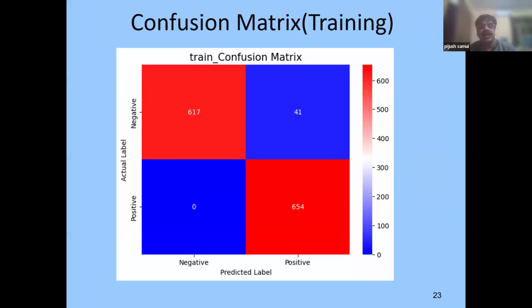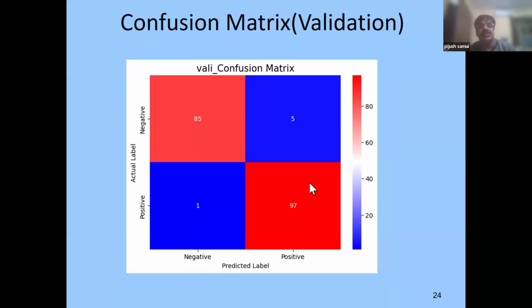Here the confusion matrix has also been developed. It's very interesting that where the actual label is negative and the predicted label is positive, the count is almost zero. When the actual label is positive and the predicted label is positive, there are 654 data points. This is for the training, and the second is for the validation. Here, when the actual label is positive and the predicted label is negative, it is 1. So only one data point has been misclassified.